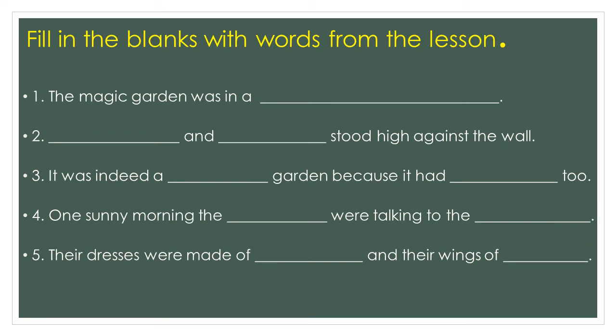Let us take up some fill in the blanks with words from the lesson. The magic garden was in a school playground. Dash and Dash stood high against the wall. Here we know that these are the names of the two flowers that stood high against the wall. They were sunflowers and roses. Sunflowers and roses stood high against the wall. It was indeed a magic garden because it had fairies too.